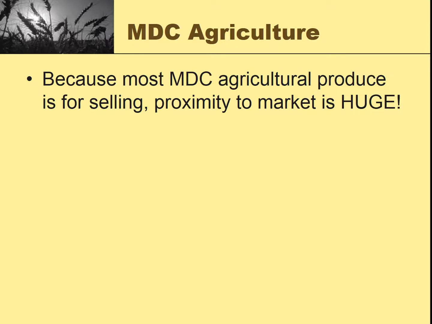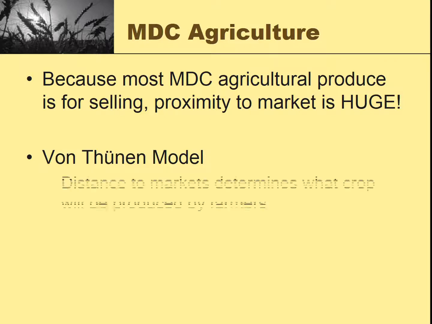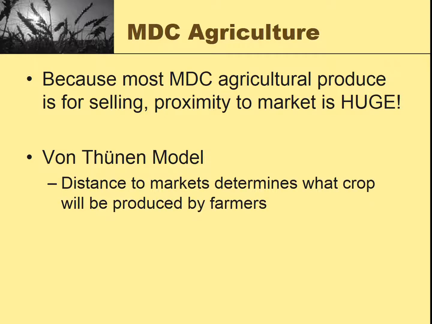Because most more developed agricultural produce is for selling, proximity to market is huge because, of course, if you're far from market, you're going to pay more in shipping costs to get it there. But conversely, you're going to pay less in land costs by being located far away from the central marketplace. Thus, von Thunen model steps in. And in this model, we look at distance to markets, and that determines what crop will be produced by farmers, or what's the ideal crop to produce given proximity to market and cost of land.